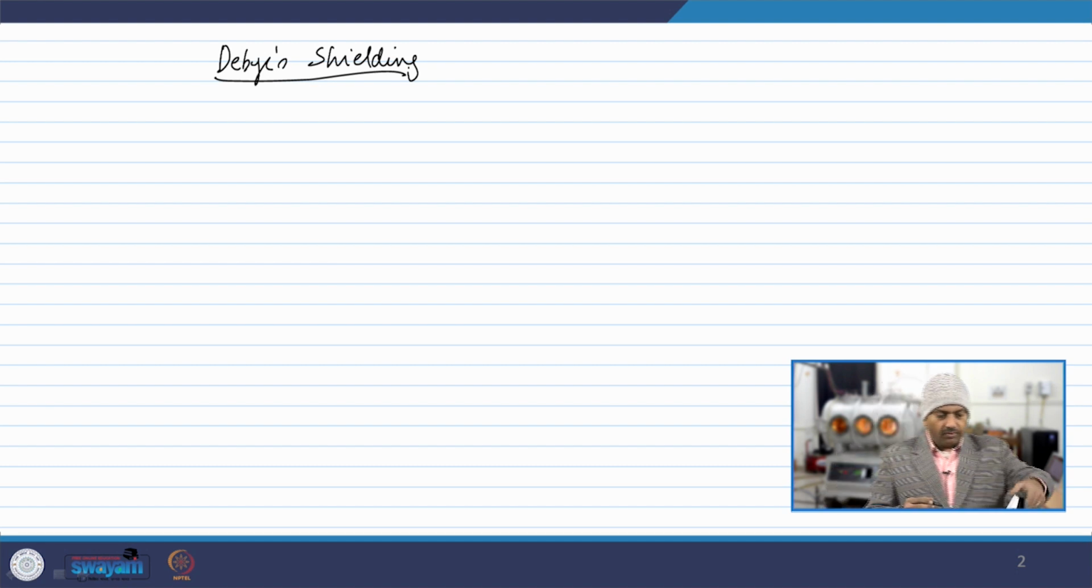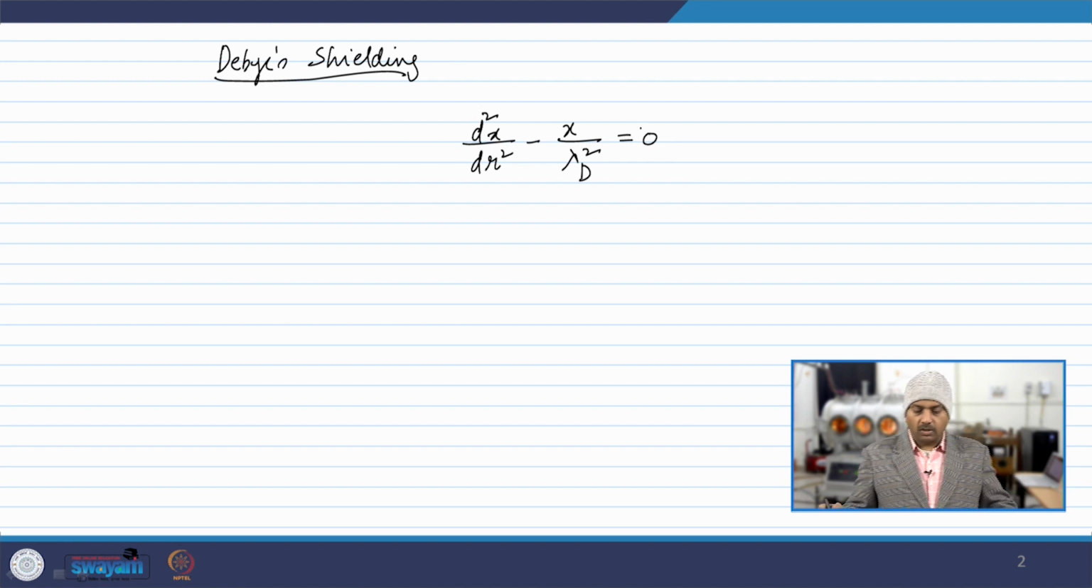In the last class, we have derived this second order differential equation, which is d square x by dr square minus x by lambda d square is equal to 0. So, in the last class itself, I told x is not the position coordinate that we are familiar with, rather x is defined to be r phi, where phi is the potential that we are trying to understand, r is the radial coordinate and x is the variable which stands for this, right.